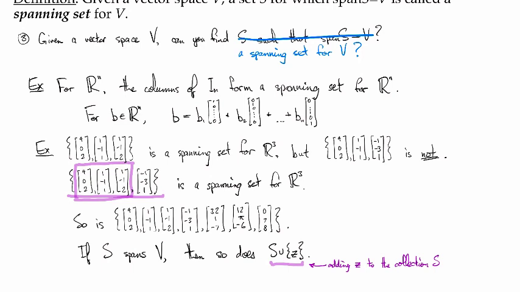This particular symbol right here, if you haven't seen this before, this is union. The union of two sets is just the combination of two sets. So in other words, the union of A and B consists of all things that are in A or in B or both.